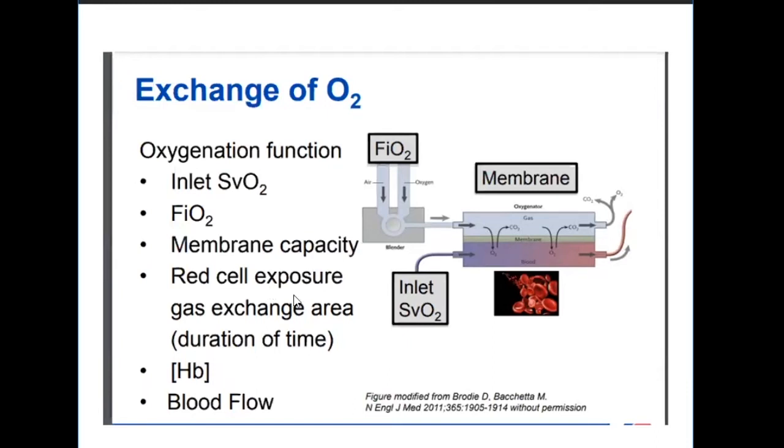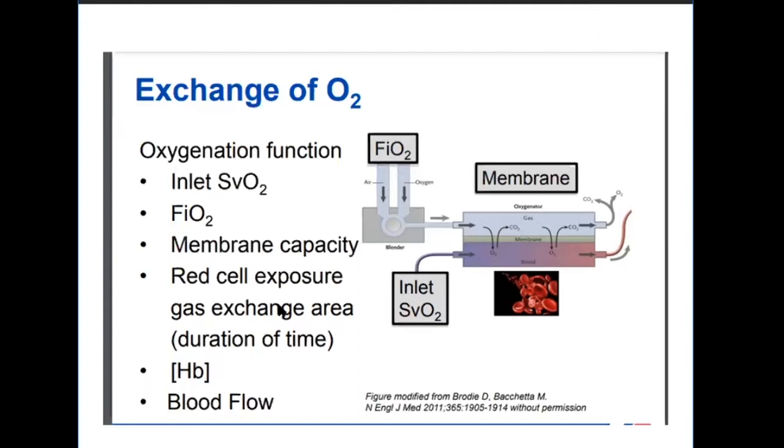Now the membrane capacity. Every membrane has got a capacity. Usually it is equivalent to the cardiac output, and sometimes it is double the cardiac output. Normal cardiac output in a normal person is 5 liters. But as you know, a patient who is admitted in the ICU, a patient who has got septic shock, a patient who has got ARDS, many patients have high cardiac outputs. The membrane has the capacity to oxygenate even double the cardiac output. That means that 10 liters per minute can actually be oxygenated by the membrane. So the membrane capacity is also important.